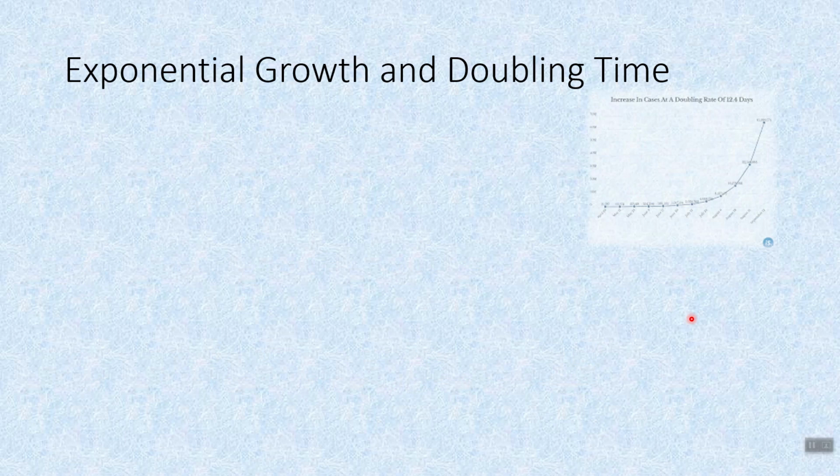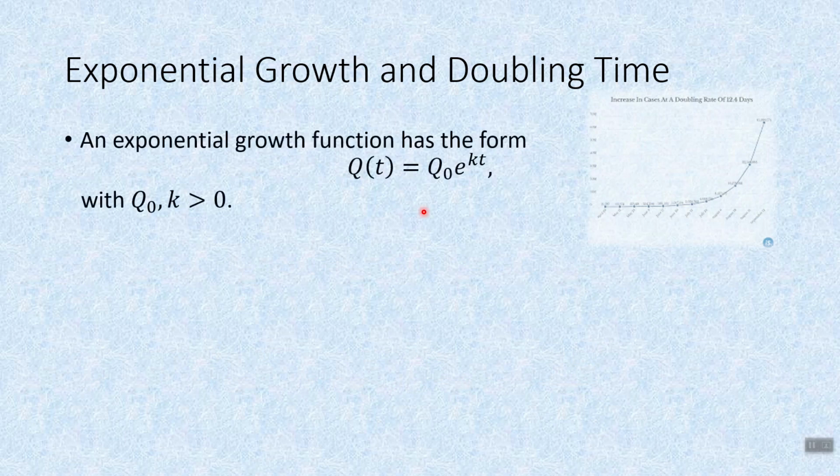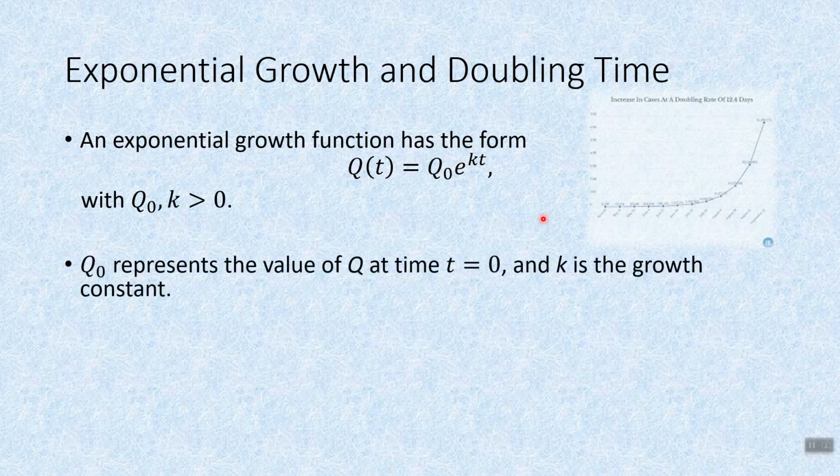We also have exponential growth and doubling time. An exponential growth function has a very similar form. The only difference is it's missing a negative sign. If you have a negative in the exponent, it's a decay. If you have a positive in the exponent, or no sign showing, assumed to be positive, you're going to have a growth function. Q sub 0 is still the value of Q at time 0, always will be in math, and k this time is called the growth constant.